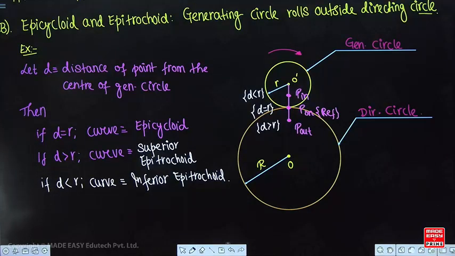Questions can be asked, for example, if the circle is rolling outside another bigger circle, rolling outside and the point is lying on the circumference, what is the name of the curve? Or the point is lying inside and then it is rolling, what is the name of the curve?